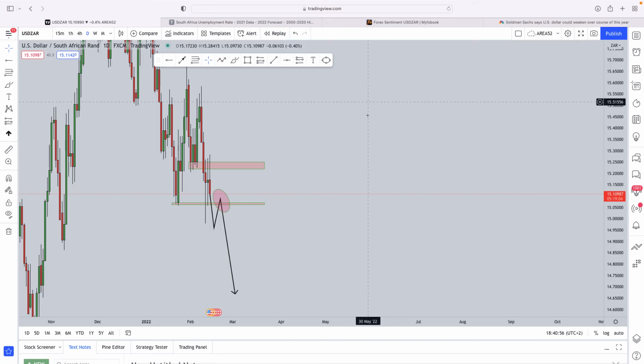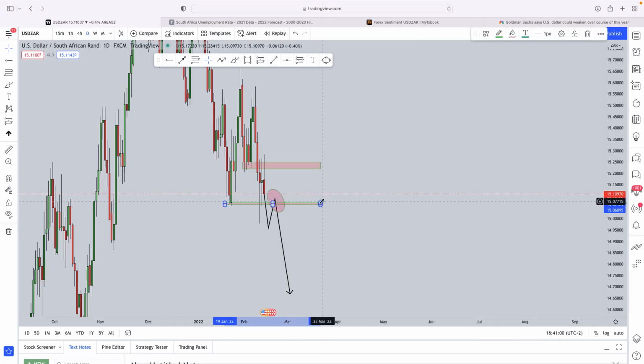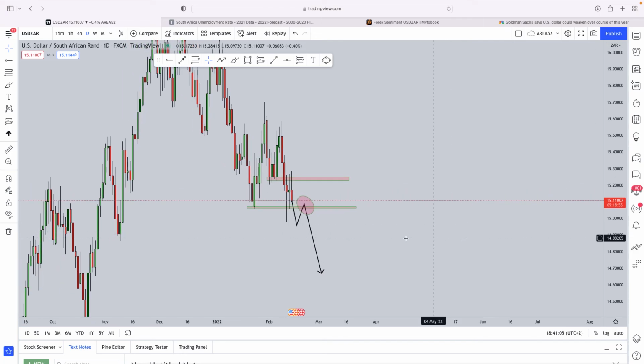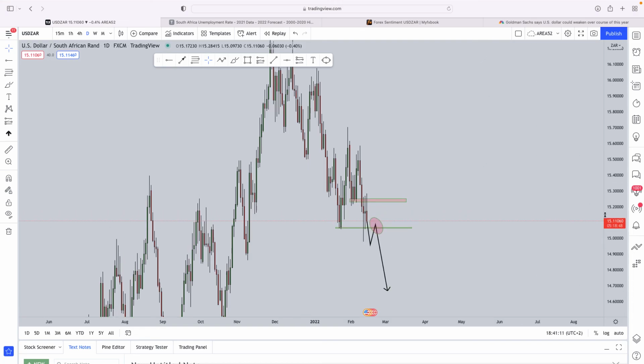We also know that we've got some retail sales for the US dollar coming out this week as well. So that's also just something that we need to look out for. So based off where we are now, we can definitely expect the USDZAR to just continue downwards in the short term from there as well.